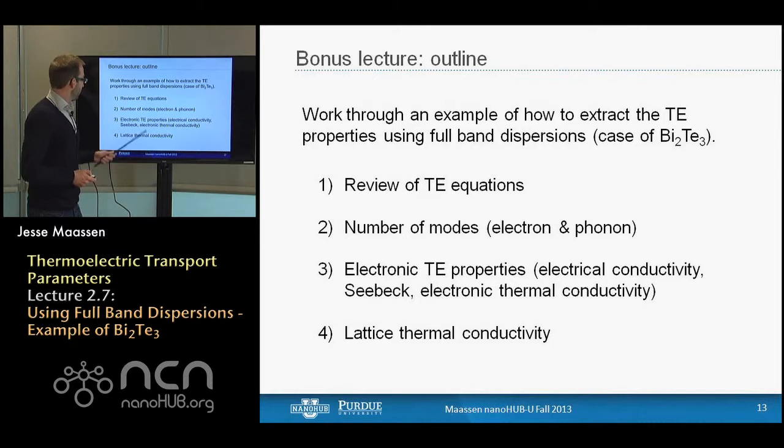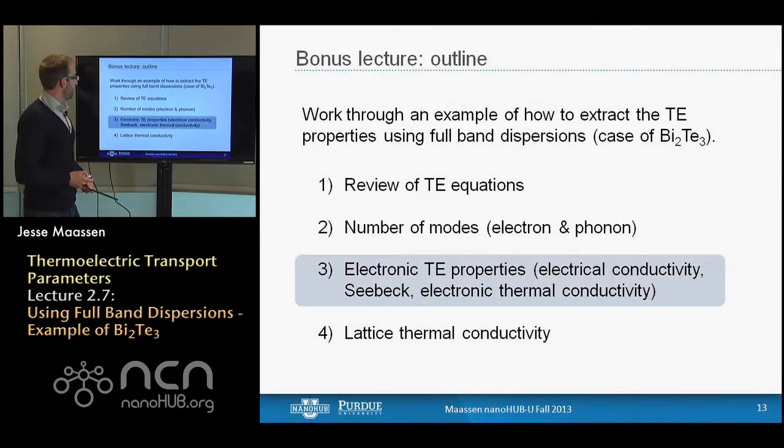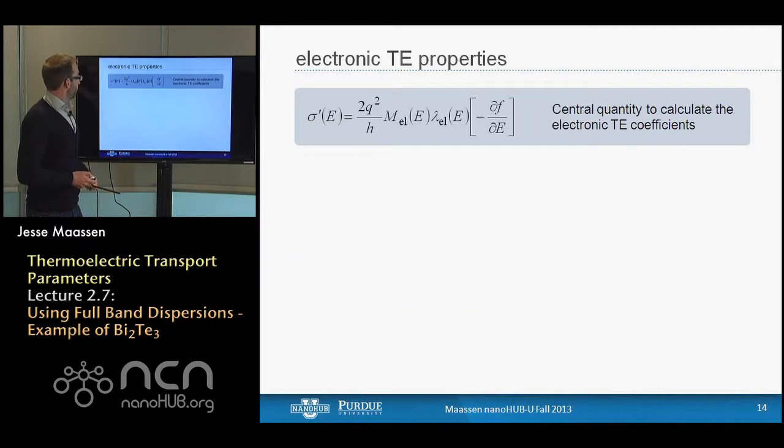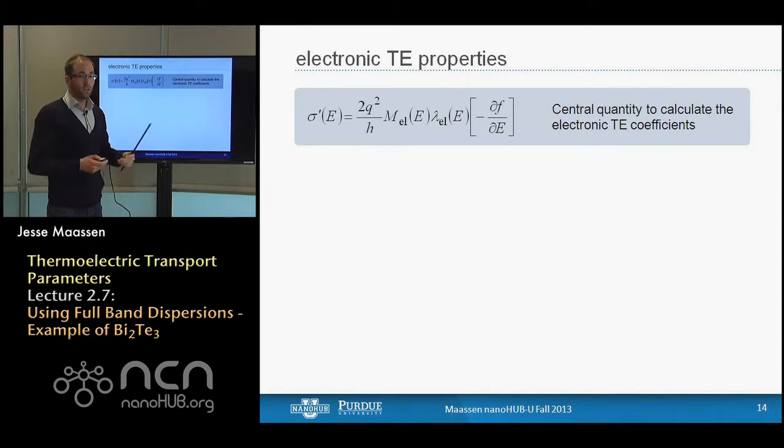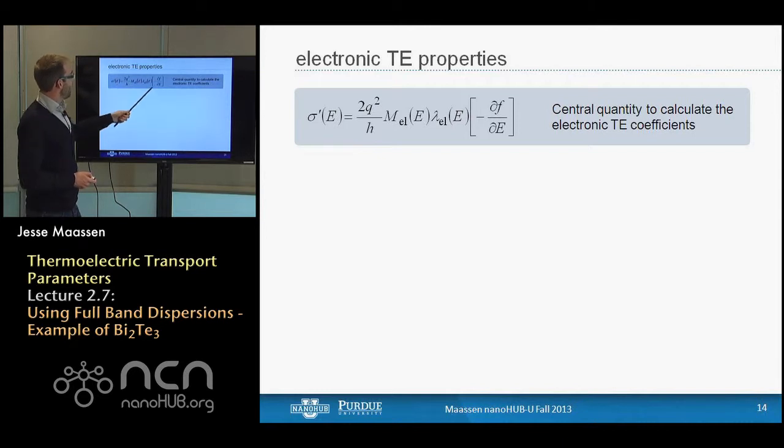Okay, so we're done with the number of modes. Now we're going to go ahead and compute the electronic thermoelectric properties. Okay, so here I show the expression for the differential electric conductivity. Now, like I mentioned earlier, this is the central quantity to calculate all the electronic thermoelectric properties. Now, we know basically everything here except one that needs to be determined, which is this mean free path for backscattering. So let's talk about how we extract this quantity.